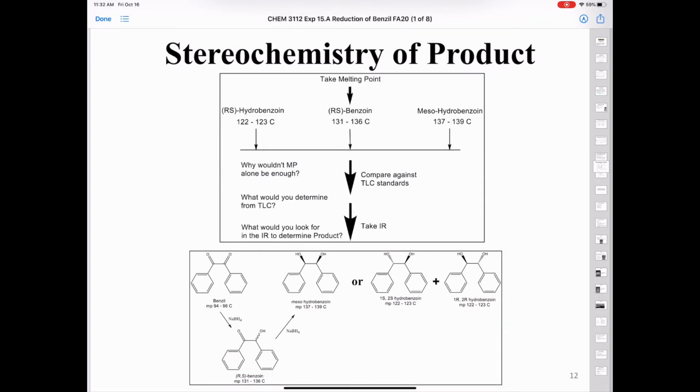And so the way that you're going to determine which product is formed, you're going to take a melting point of your product, and you're also going to take a TLC. An IR will be provided on the data sheet. Using the melting point, the Rf from the TLC, and the IR, you should be able to identify the final product.